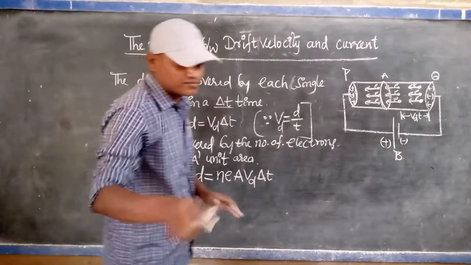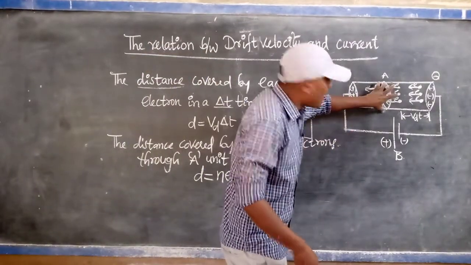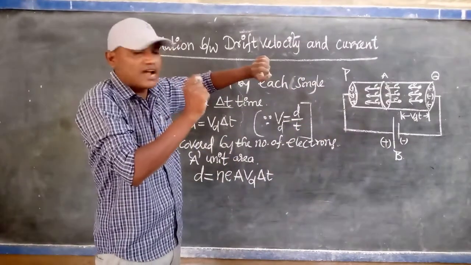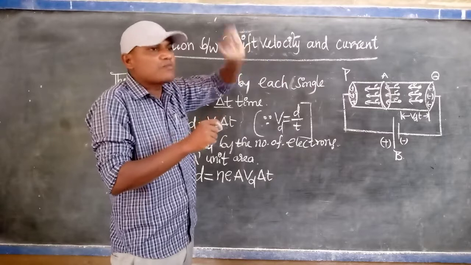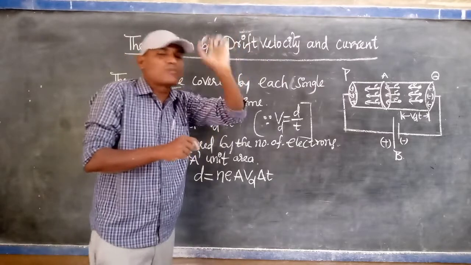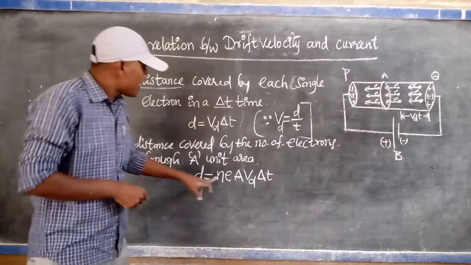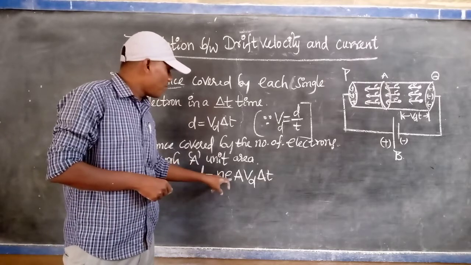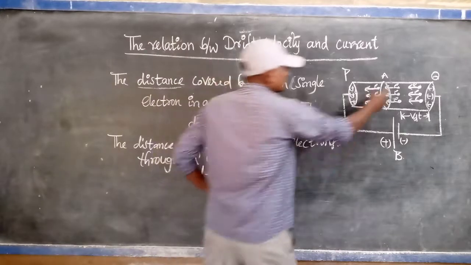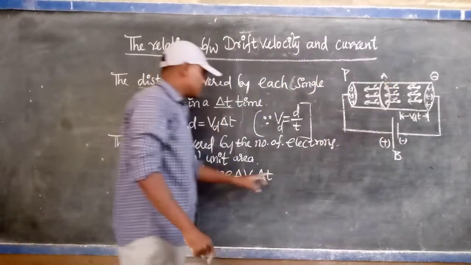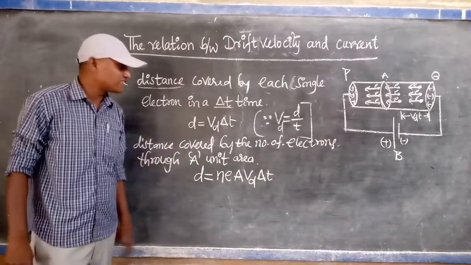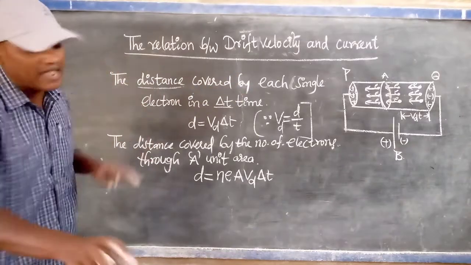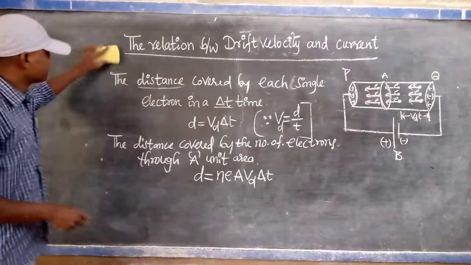So listen simply. In one unit area, a single electron is not there. Leave that concept. Nearly 10 power 28 electrons are there in a small unit area. That's why N is the number of electrons passing through this unit area. So this is the distance covered by the number of electrons through that area in a unit time.